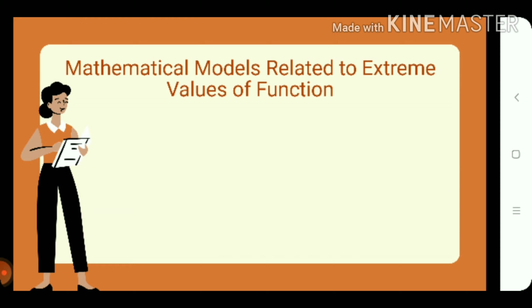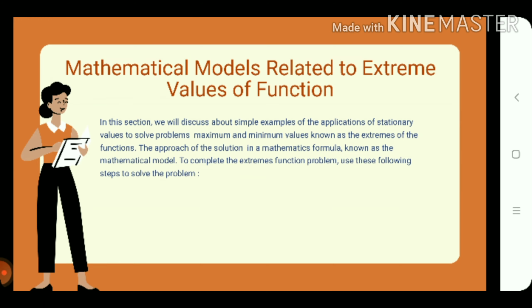Mathematical models related to extreme values of a function. In this section, we will discuss simple examples of the applications of stationary values to solve problems of maximum and minimum values, known as the extremes of the function. The approach to the solution in a mathematical formula is known as the mathematical model.